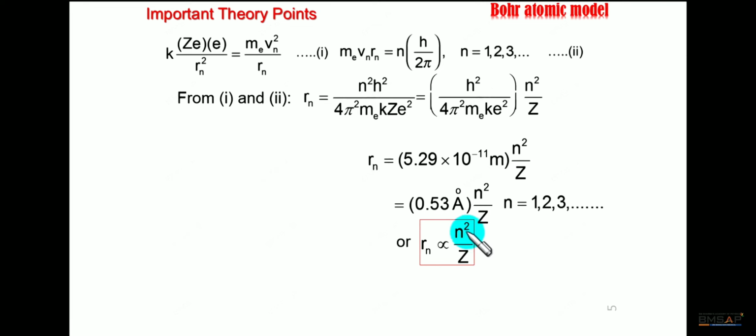If n equals 1 and, for the hydrogen atom, Z equals 1, the radius is called r naught, and r naught equals 0.53 angstrom. For the hydrogen atom, Z equals 1, so Rn equals 0.53 angstrom for n equal to 1, and this value is called the Bohr radius.